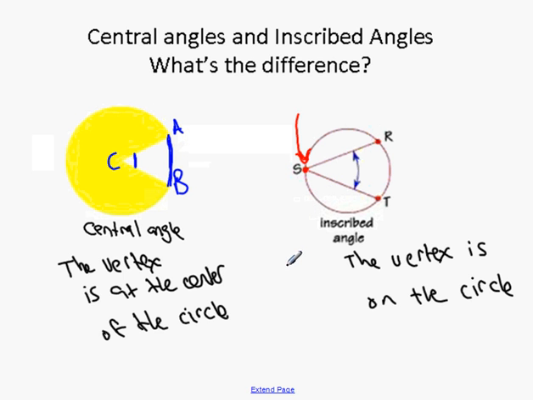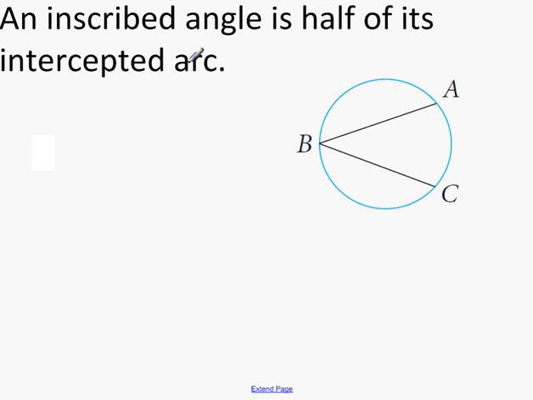Whereas in an inscribed angle, that is not the case. So let's look at inscribed angles. An inscribed angle is half of its intercepted arc. So angle B is half of arc AC. So here's angle B. This is the intercepting arc of angle B. That's the arc that the angle intercepts. And angle B is half of arc AC.